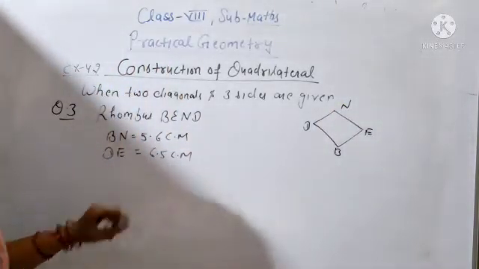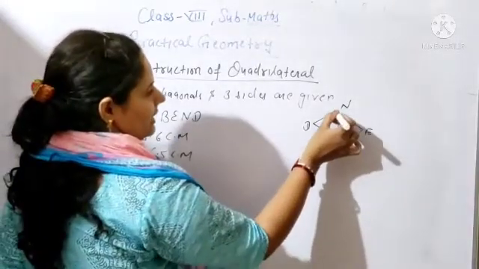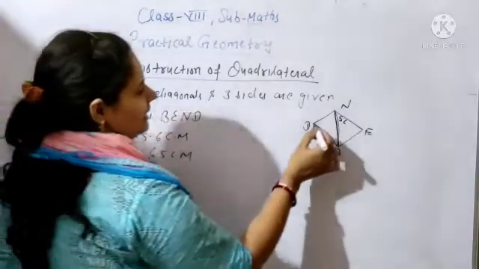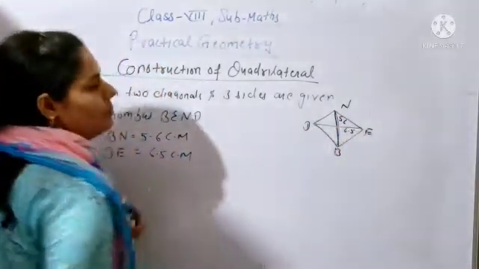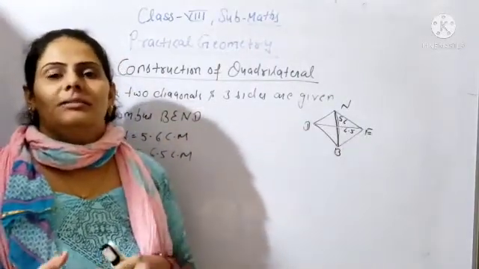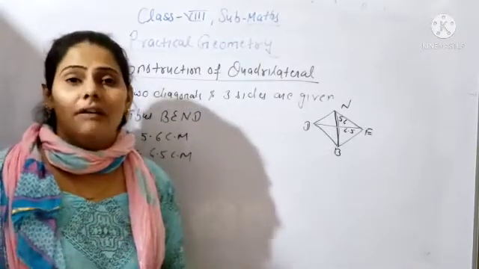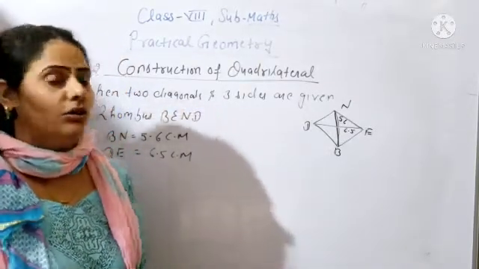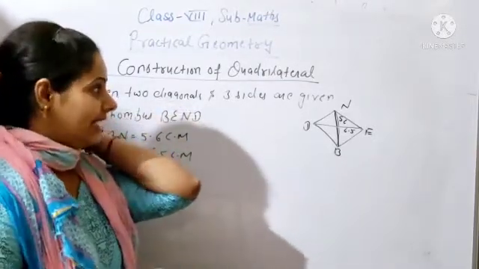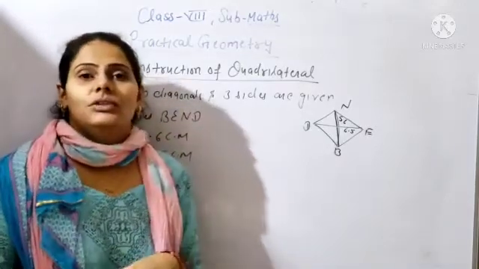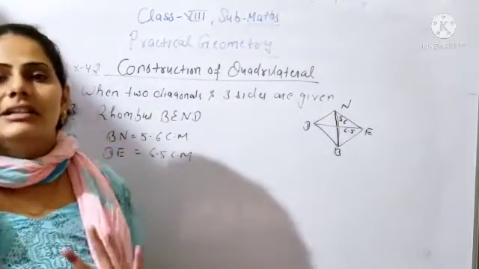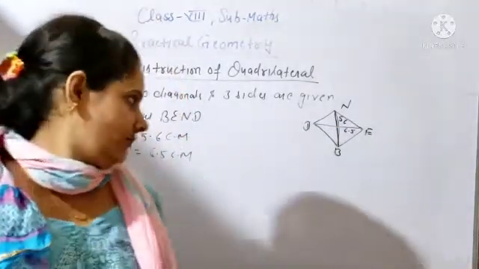Now you can see BN is 5.6. This one diagonal is 5.6, and the second diagonal DE is 6.5 centimeter. So the lengths of both the diagonals are given, but the length of the sides is not given. I have told you that 3 sides and 2 diagonals will be given, so you will construct the quadrilateral. You know very well that in a rhombus all the sides are equal in length, but here no side is given. So this is a different type of question, you have to understand it.